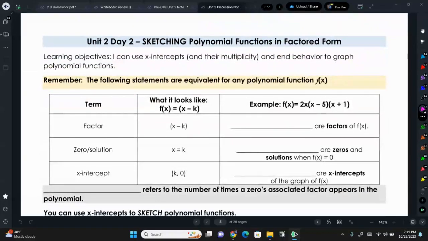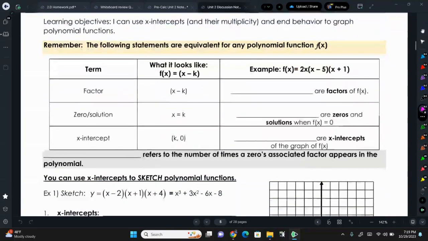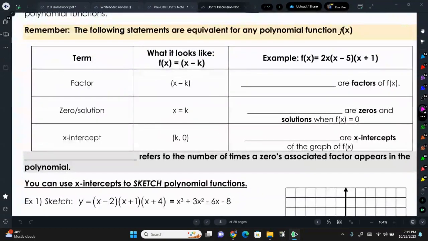Alright, day 2 of Unit 2 is about sketching polynomials in factored form. We're going to be looking at the terms factors, zero/solution, and intercept again, and what they look like when I ask for them. So factor looks like x minus a number. If I have 2x times x minus 5 times x plus 1, our factors are going to be exactly what we see. 2x is a factor, x minus 5 is a factor, and x plus 1 is a factor.